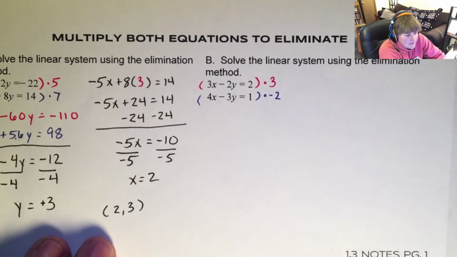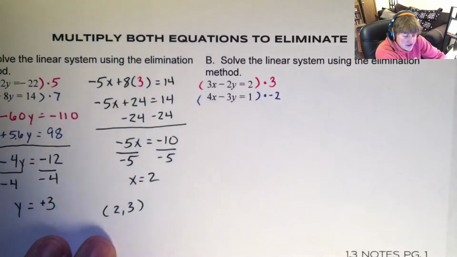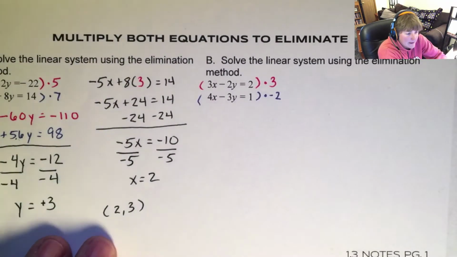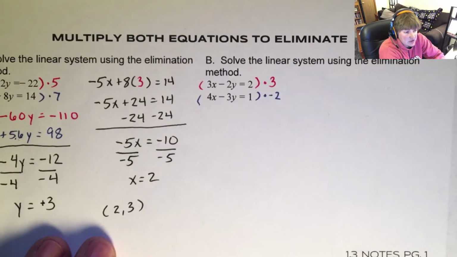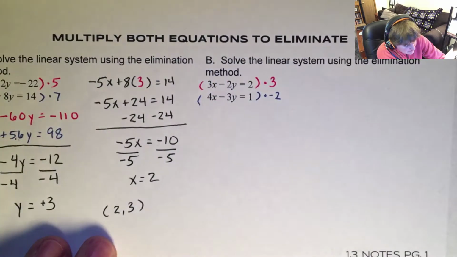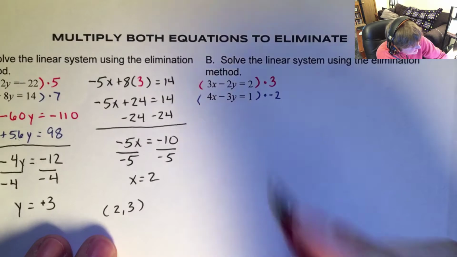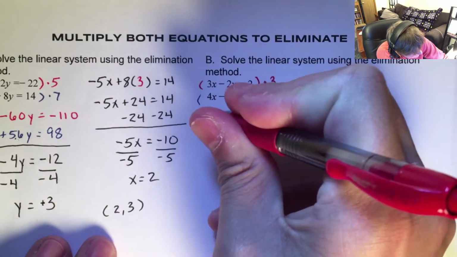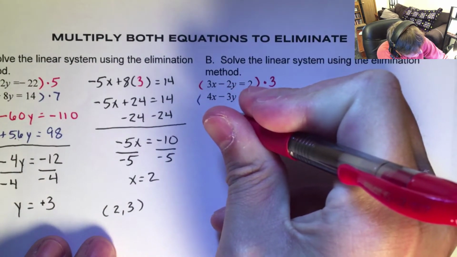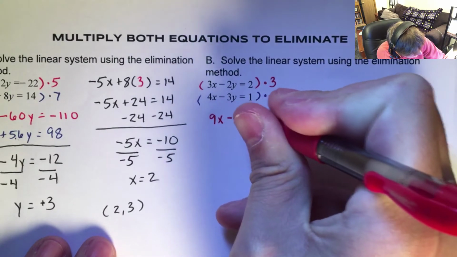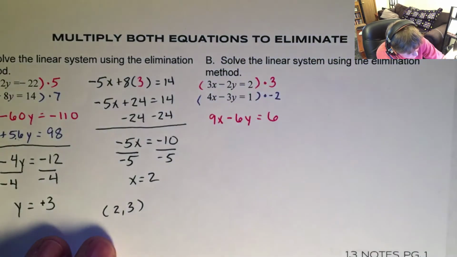In fact, if you did multiply by 2 and you got negative 6x and negative 6x, you could actually just subtract the 2 equations instead of adding them. But in my experience, I've had students make a little bit more errors when they subtract as opposed to when they just add all the time. Okay, so let's go ahead and distribute the 3 across the top. So 3 times 3x is 9x. 3 times negative 2y is negative 6y. And 3 times 2 is 6.